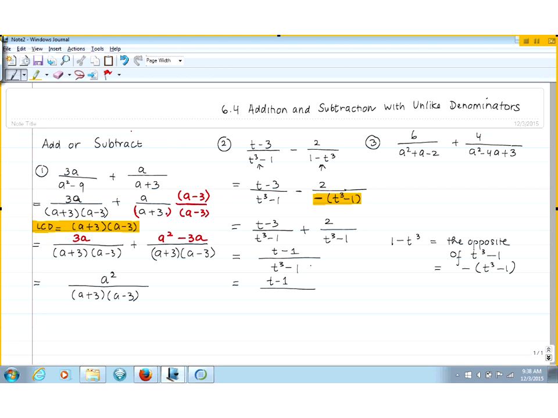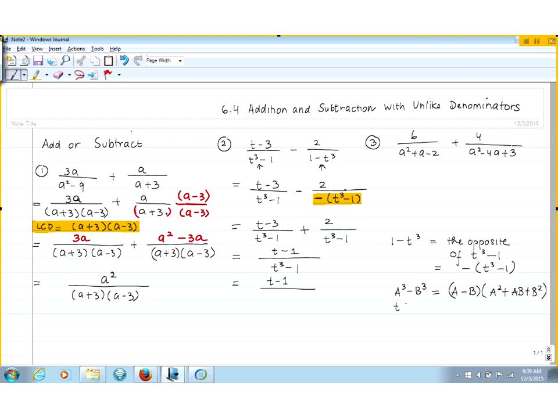Is p cubed a perfect cube? Yes. Is 1 a perfect cube? Yes. So then it's factorable. I could use this: a cubed minus b cubed. What is the formula? a minus b times a squared plus ab plus b squared.